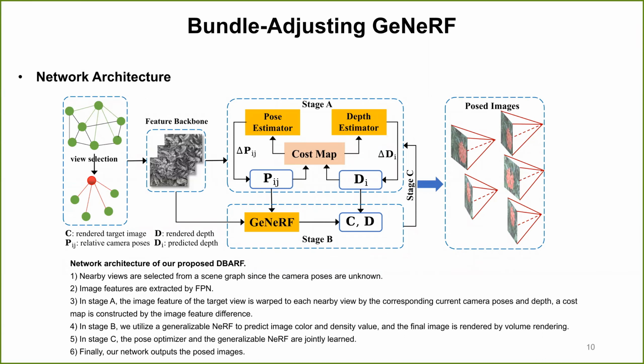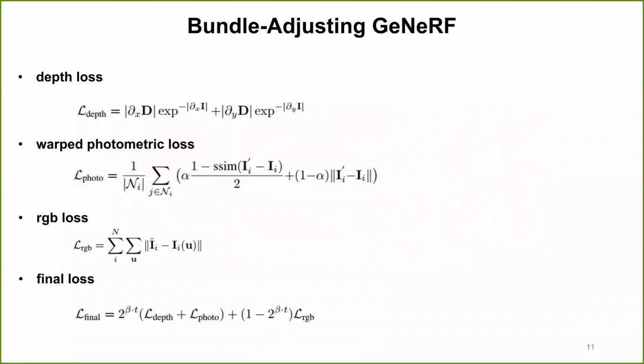In stage B, we utilize a generalizable NeRF to predict image color and density value, and the final image is rendered by volume rendering. In stage C, the pose optimizer and the generalizable NeRF are jointly learned. Finally, our network outputs the posed images. Our method can be trained without any ground truth camera poses.